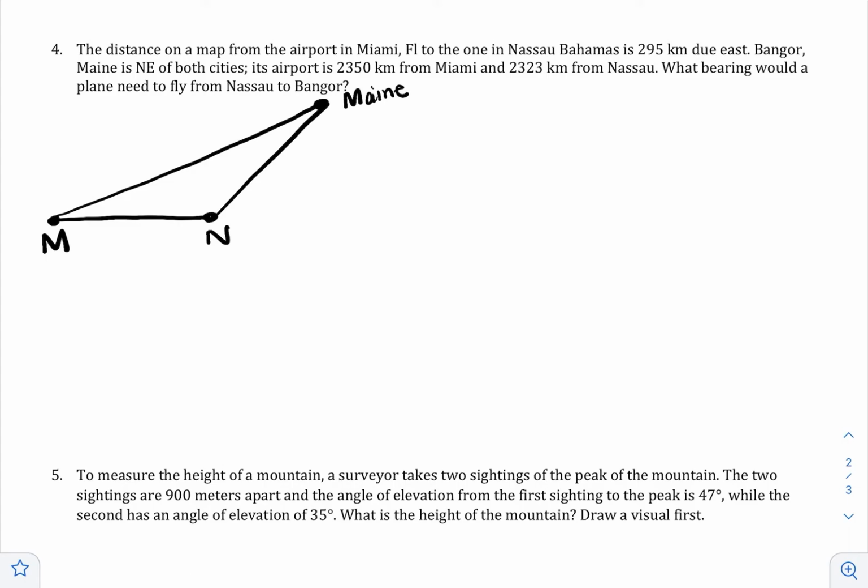So we know that from Miami to Nassau, Bahamas, is 295. From Miami to Maine, it's 2,350 kilometers. And from Nassau to Maine is 2,323 kilometers. And so we're looking at the bearing from Nassau to Bangor. So here, we're trying to go from here to here.